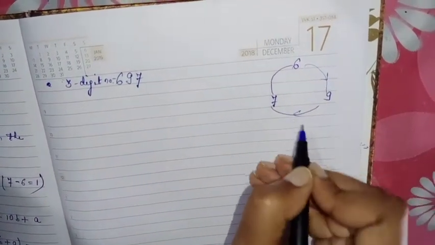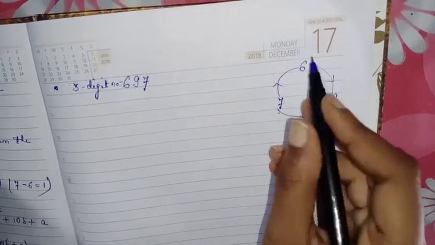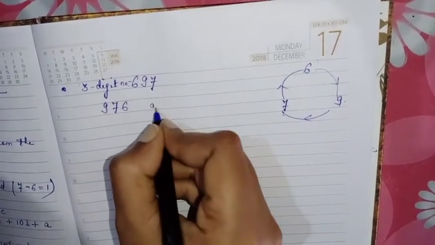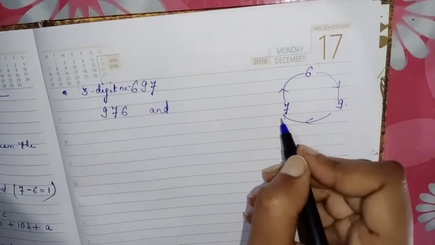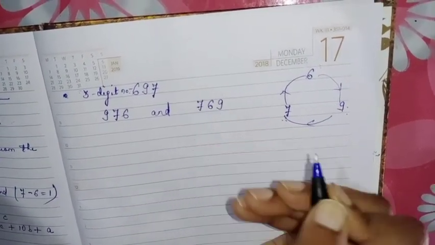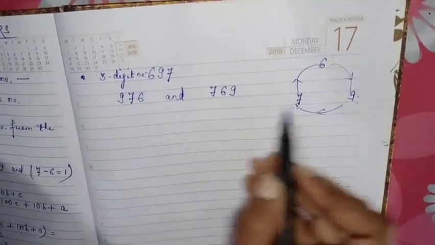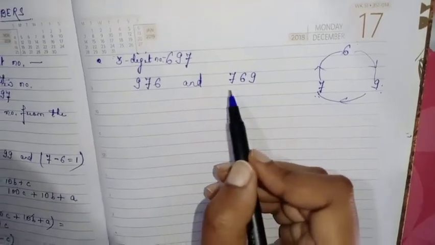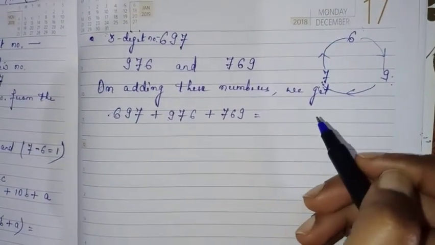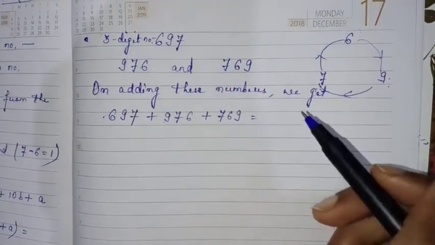697 is the number, so cyclically you change 9, 7 and 6. So the new number will be 976, and the other number will be, start from here, 769. So if you change the order of digits cyclically, you will get new numbers, that is 976 and 769.